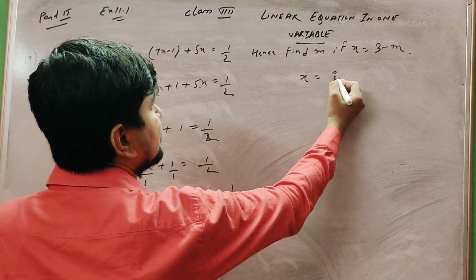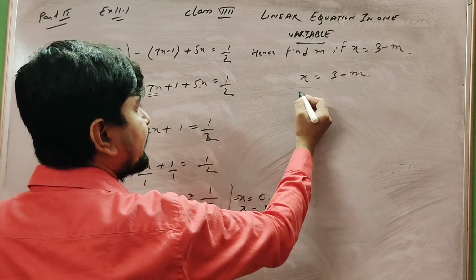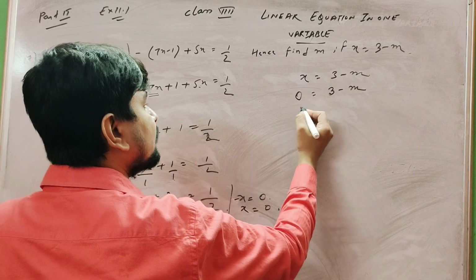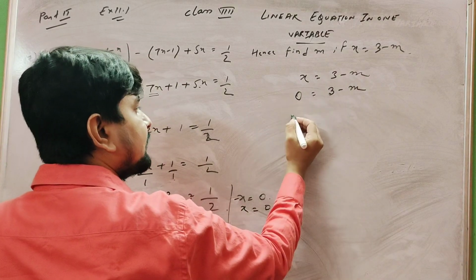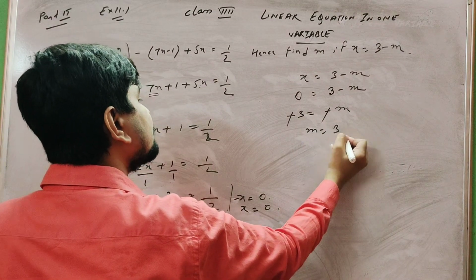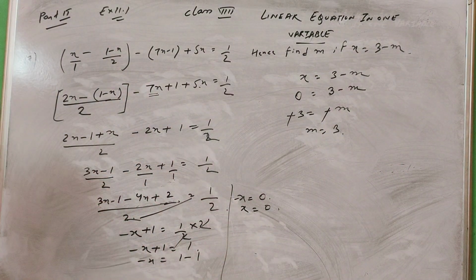Okay, if x equals 3 minus m, find the value of m. So if x equals 0, then 0 equals 3 minus m, so plus 3 comes to this side, that is minus 3 equals minus m, minus minus cancel, m equals 3. Note.